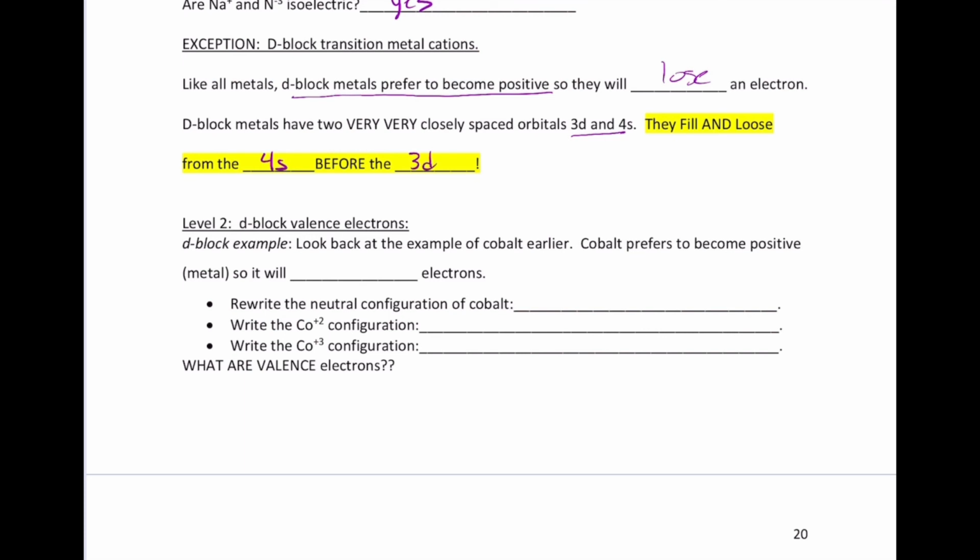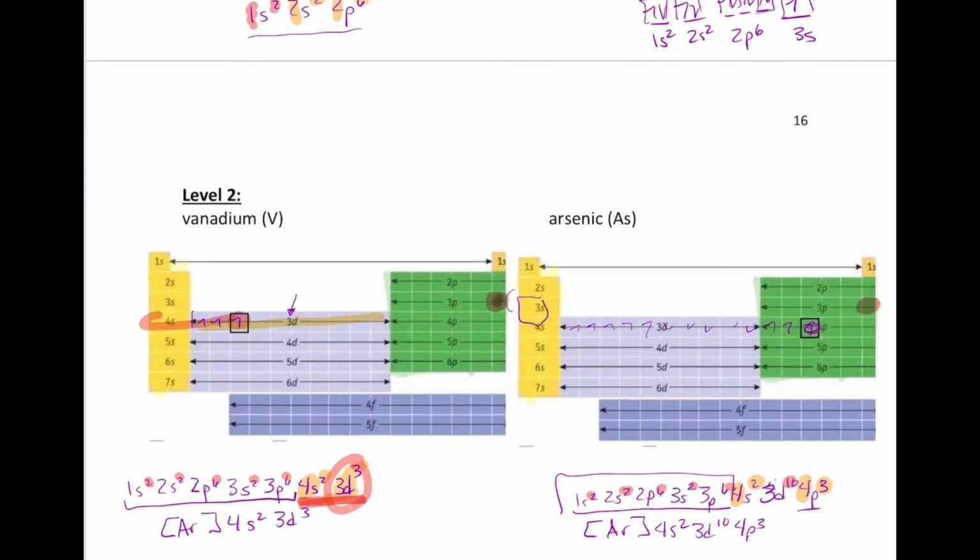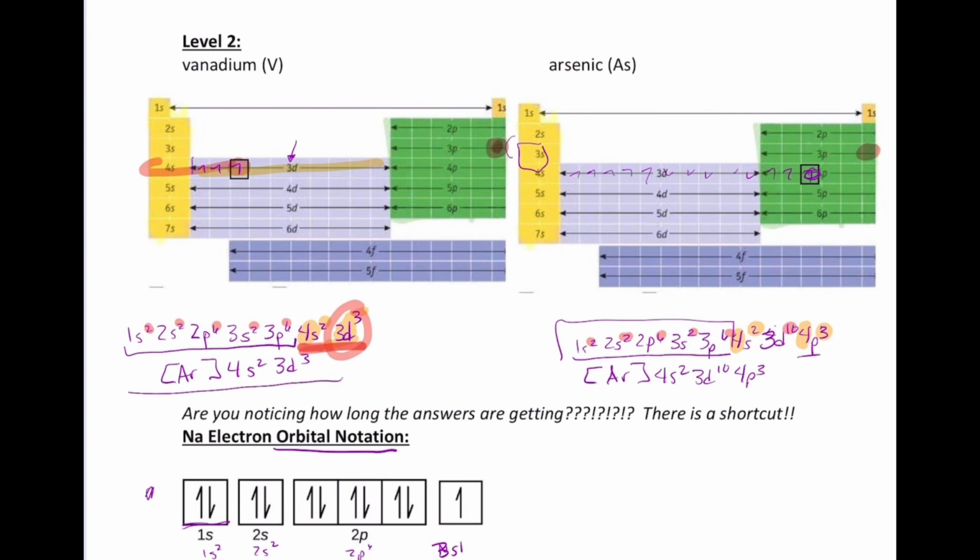So we're going to do an example. We're going to look at cobalt. Cobalt prefers to become positive. Again, it will lose electrons. The neutral configuration of cobalt has 7 electrons in the d, so it's going to be like this configuration, except that it's going to be d7. Let's see, 1, 2, 3, 4, 5, 6, 7. Cobalt is actually right here.